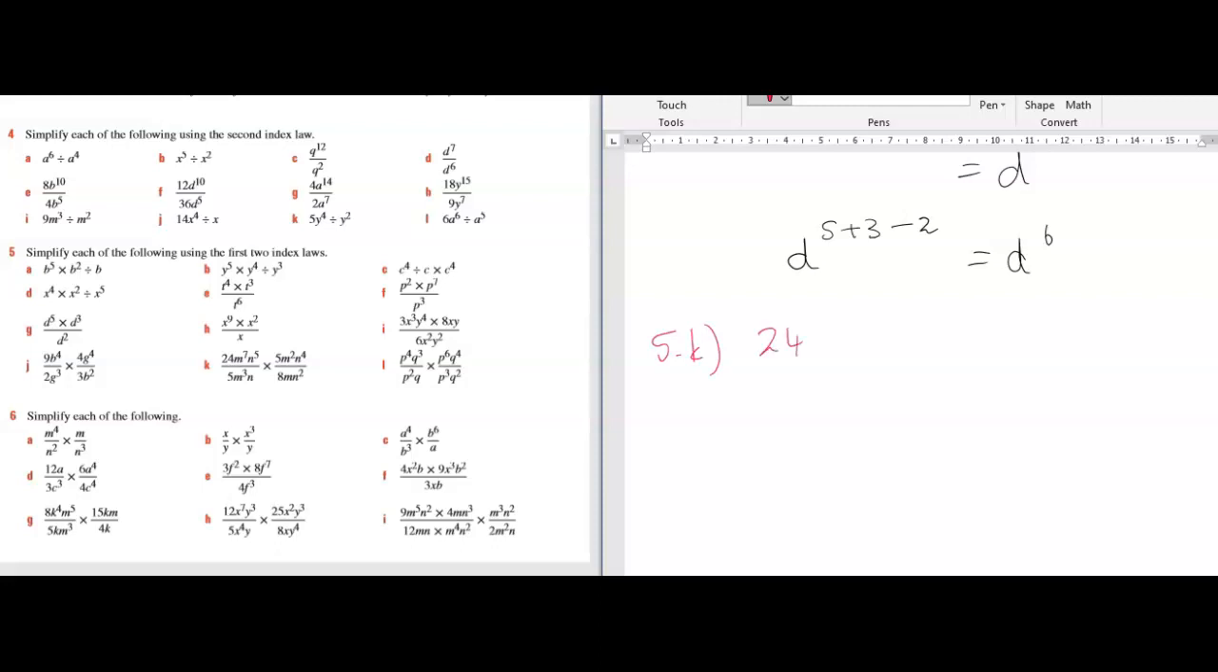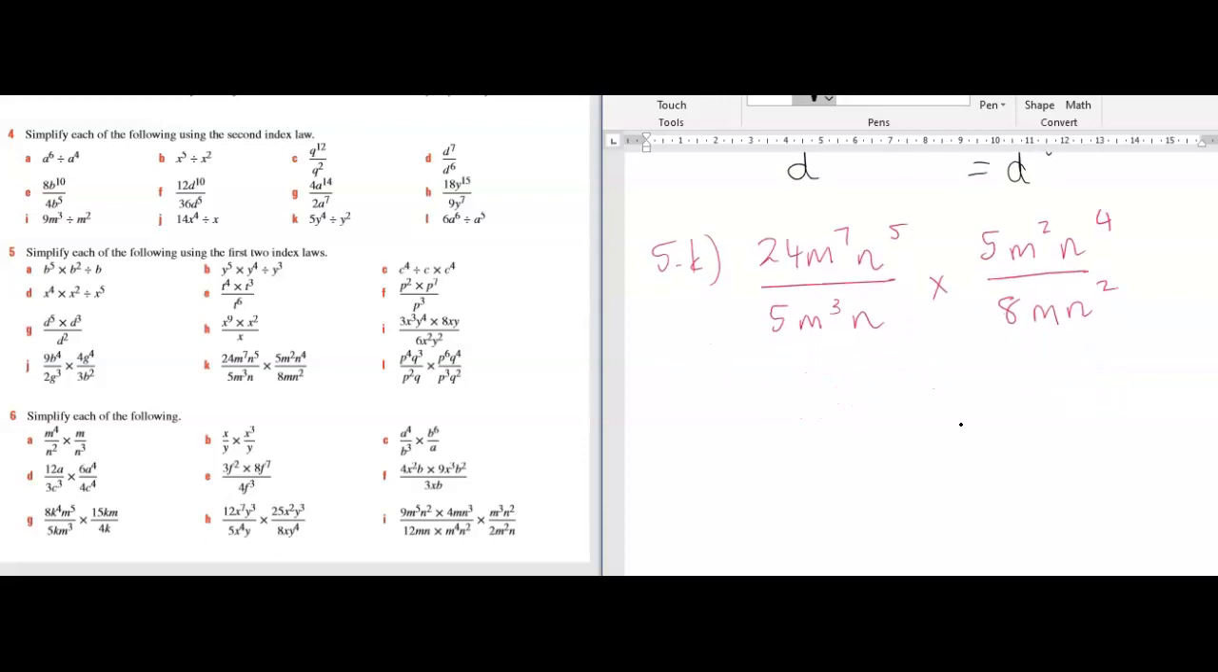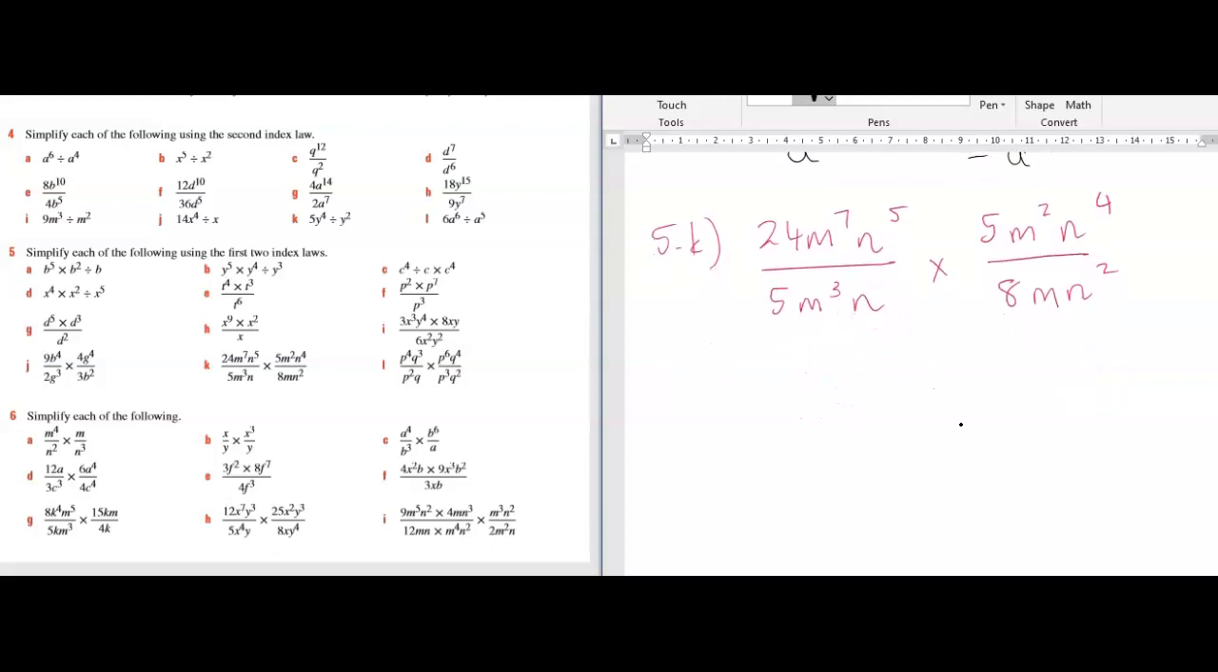Okay, so we've got 24M7N5 over 5M3N. I always think students like surds because when you get to these bigger ones, they look complicated, but it's just a matter of doing a lot of cancelling. Okay, so here we've got a fraction multiplied by a fraction. So if you can remember back to when we learnt multiplying fractions back in year 7, you multiply your numerators and you multiply your denominators.